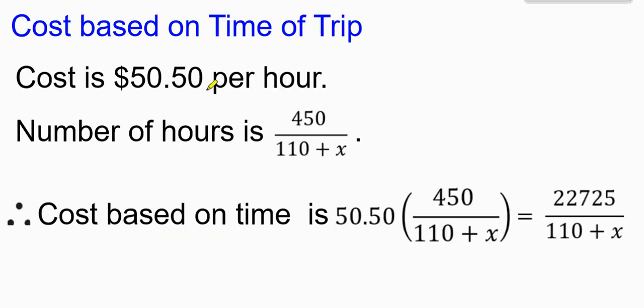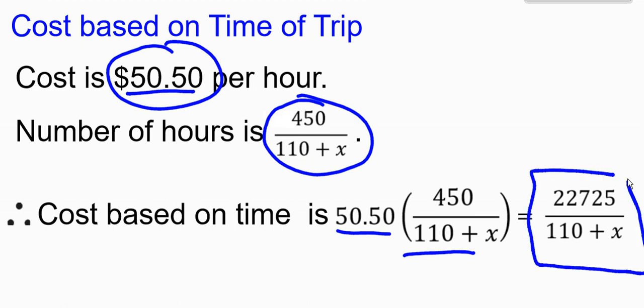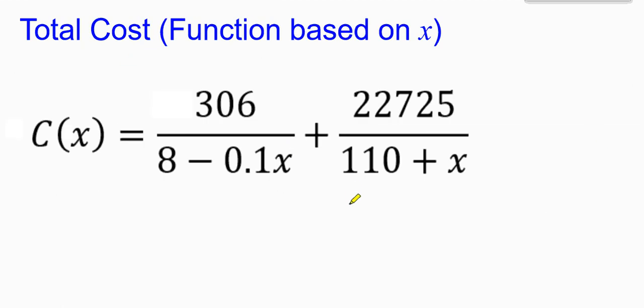And of course, every hour costs me $50.50. So this is the time in hours, this is the cost per hour. Multiplying them together, I get the total cost of the trip right here, if we look only at the wages and fixed costs. So now I can combine them together into one formula that represents the cost of the trip.